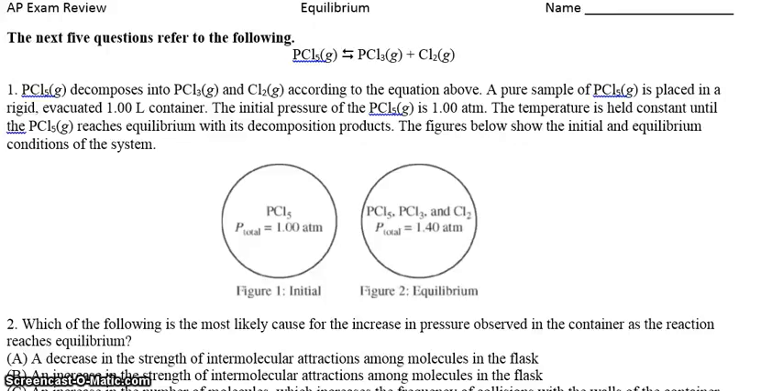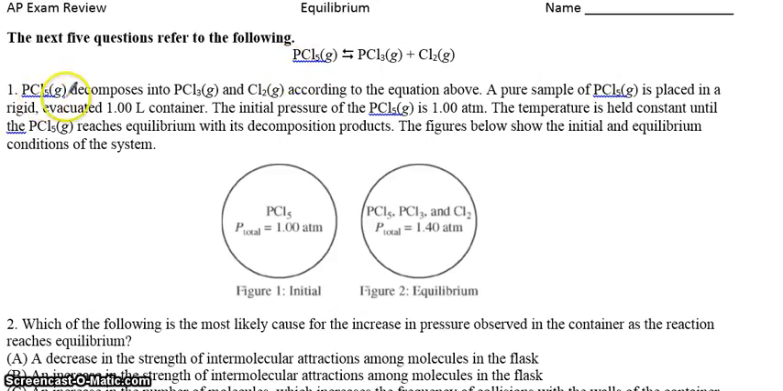This is video 1 for chapter 15 over equilibrium of our AP exam review. Let's go through a bunch of these multiple choice questions. So here we have a reaction. Actually, the next 5 questions refer just to this reaction here, so we'll be focusing on it.